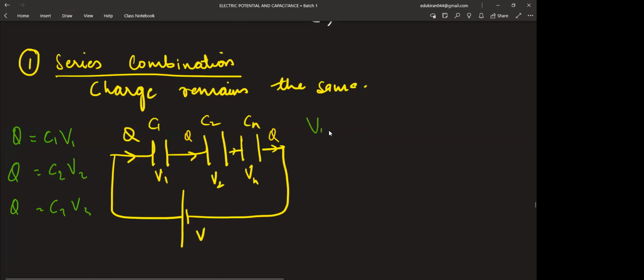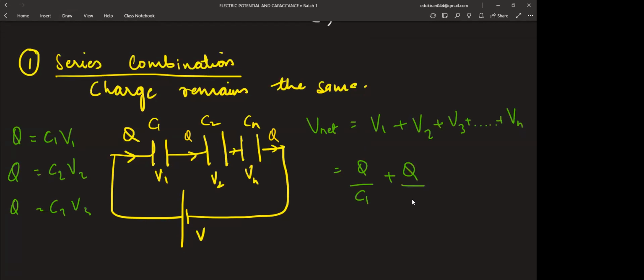Now if I write total net potential, what would it be? V1 plus V2 plus V3 up till Vn. Now what is the value of V1? V1 is equal to Q by C1 plus, what is V2? It is Q by C2. What is V3? Q by C3, up till Q by Cn. And what is this net voltage? Net voltage is the net charge by the net capacitance, right?